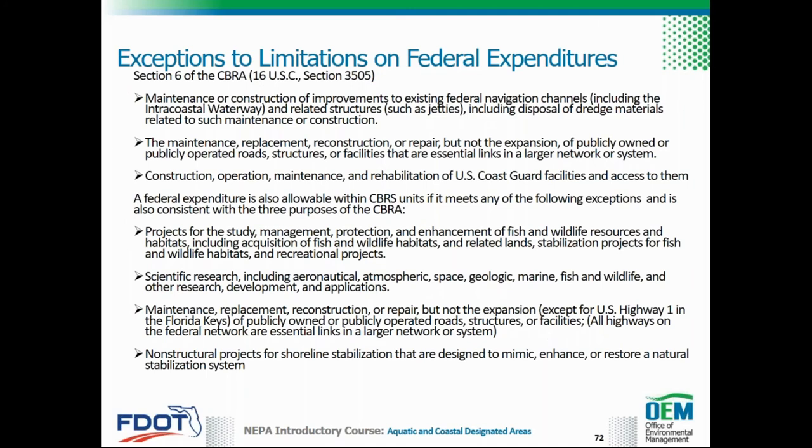Exceptions for Coastal Barrier Resources provisions can be found in Section 6 of the Coastal Barrier Resources Act. A federal expenditure is allowable within Coastal Barrier Resource System units if it meets any of the following exceptions. Maintenance or construction of improvements to existing federal navigation channels, including the Intercoastal Waterway, and related structures such as jetties, including disposal of dredge materials related to such maintenance or construction.